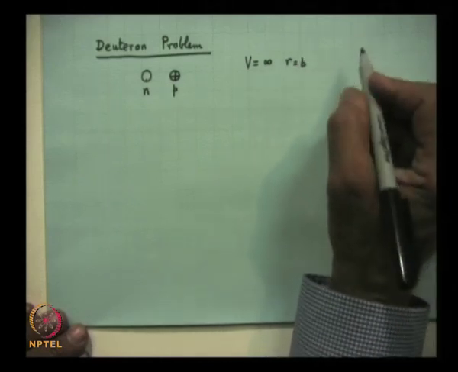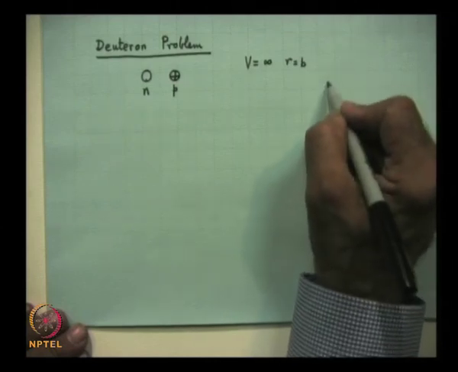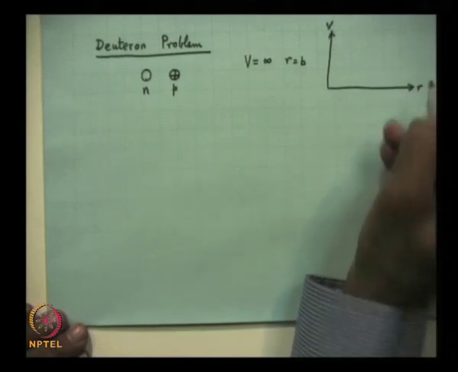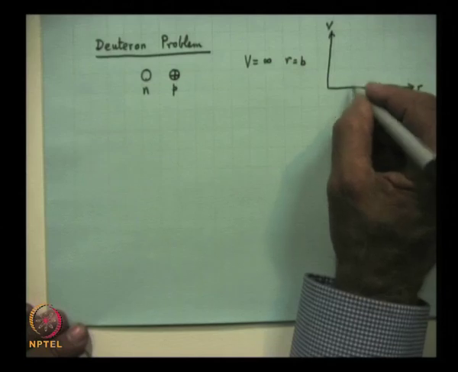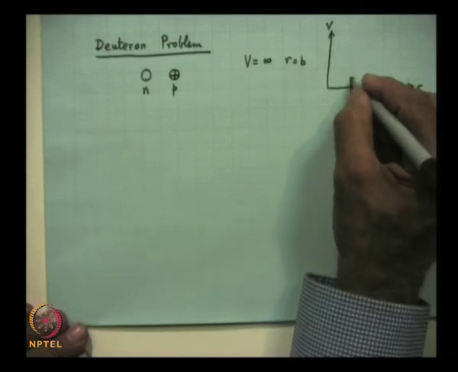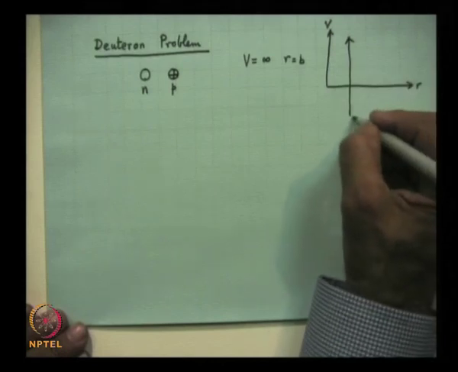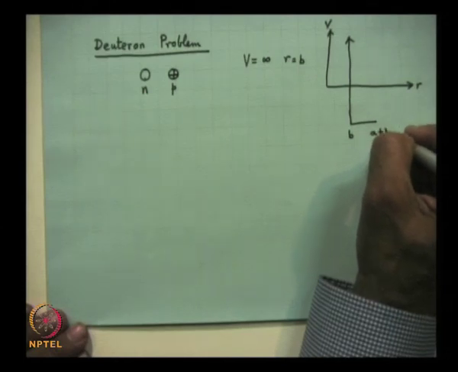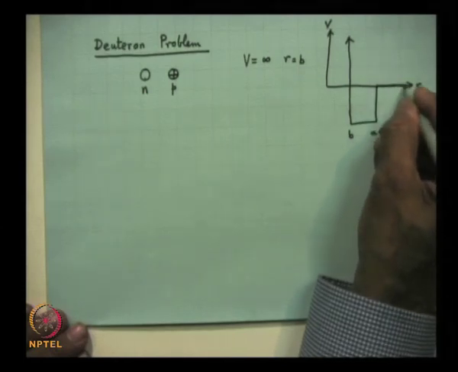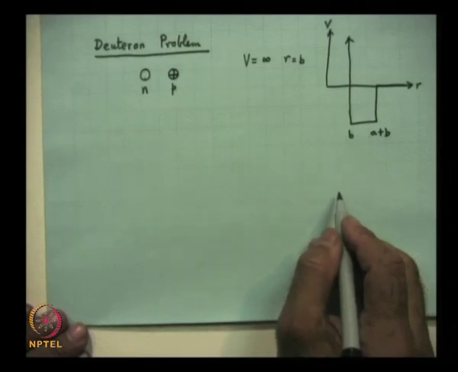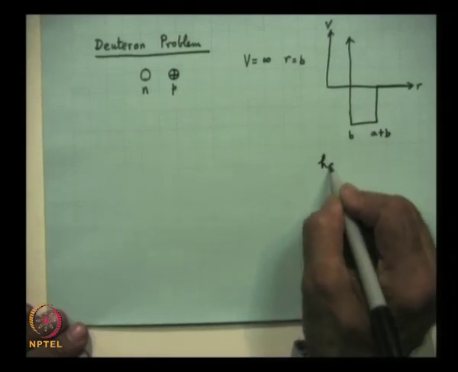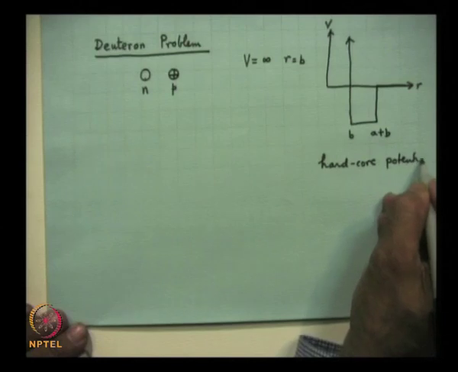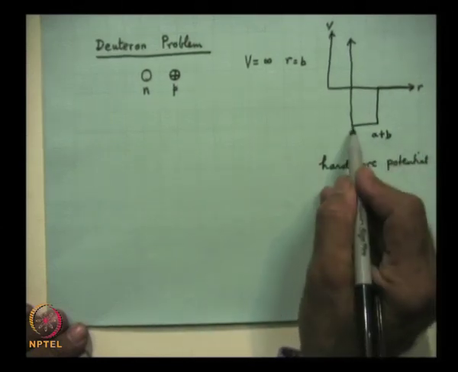So, something like this, this is the potential as a function of r. So, at r is equal to b there is an infinite potential, and then it is minus V 0 from r equal to b to a plus b, and then it is 0 beyond this. This is known as the hardcore potential, in which the neutron and the proton cannot be closer than the distance b.